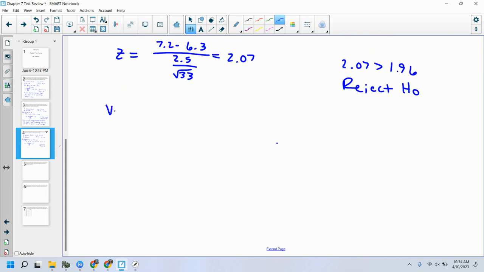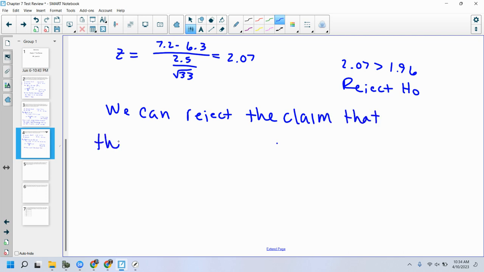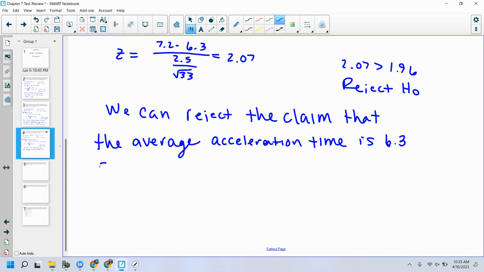So we can reject the claim that the average acceleration time is 6.3 seconds at the 0.05 level. You know, we could kind of say we are 95% confident in this.